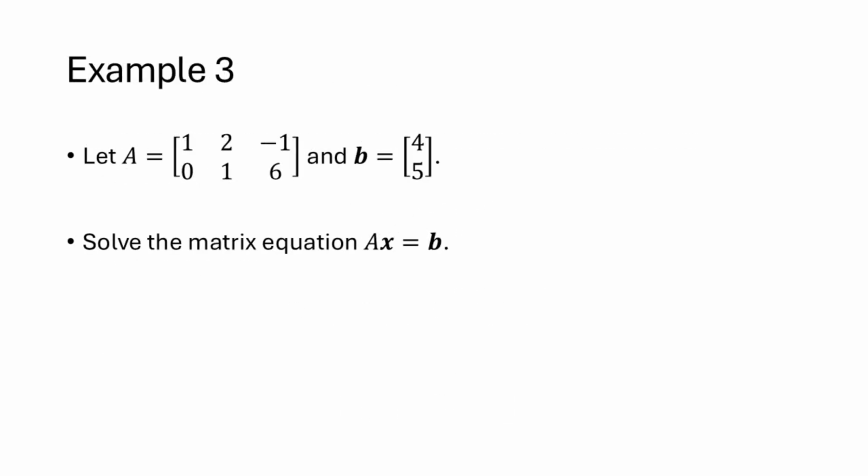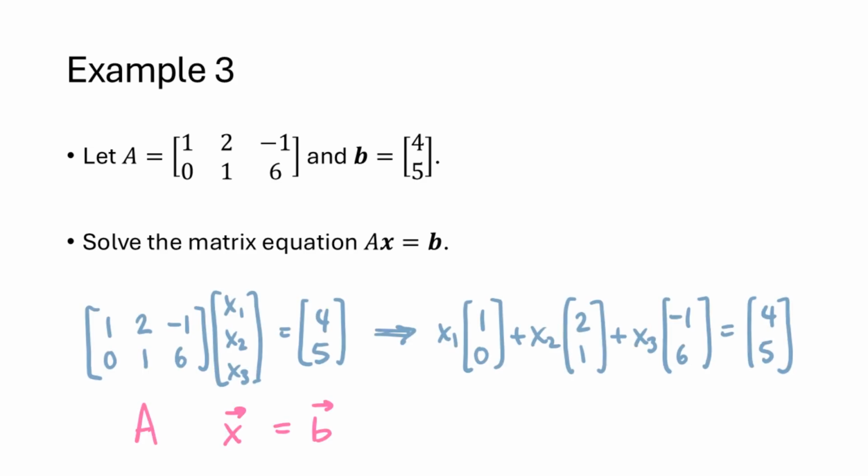So let's consider this problem. We're given a matrix A and a vector B, and we're asked to solve the matrix equation Ax equals B. So A is the matrix that we're given, x is the variable vector, and because A has 3 columns, that variable vector must have 3 entries, so we'll call them x1, x2, and x3, and then B is the vector 4, 5 that we're given. So if we multiply A times x, as we've just learned, this gives us a linear combination of the columns of A, where the weights in that linear combination are the x's.